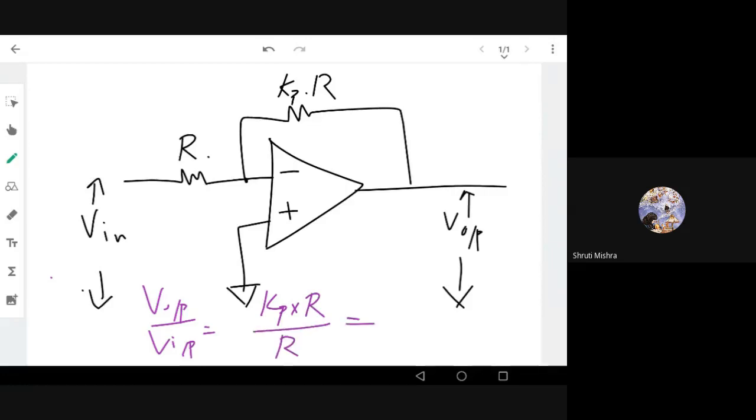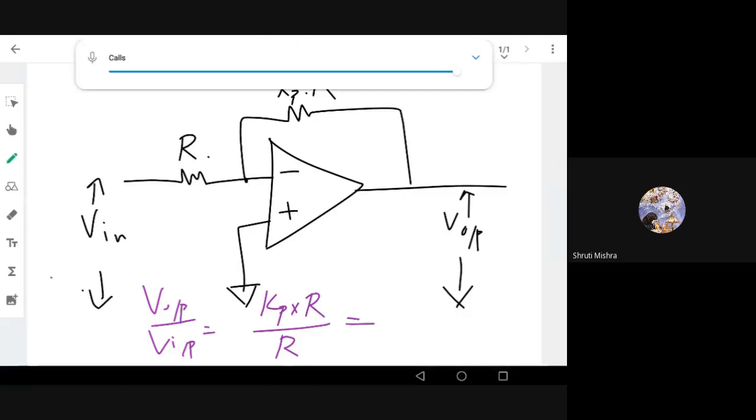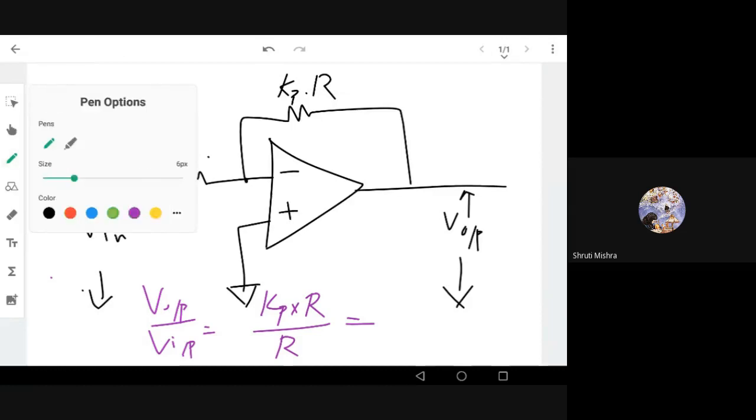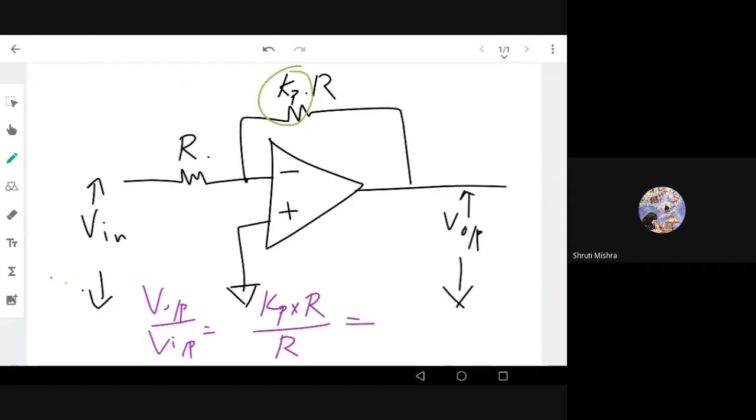But there's a problem here. What is the problem? Can anyone tell me? There's one problem. We want a gain Kp. We are trying to design a gain, right, with the feedback resistance Kp into R. That means our R cancels. Now our gain is Kp. But there's a problem here in the circuit. It's not what we expect. Yes? What's the problem?